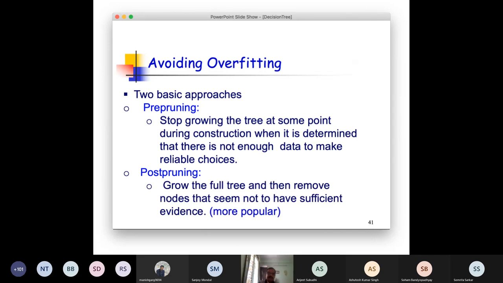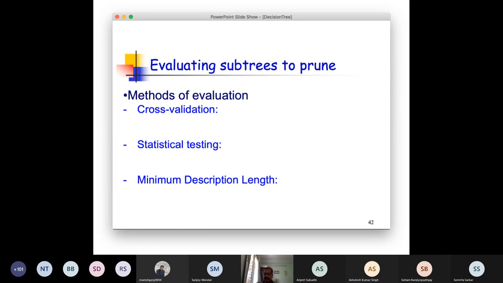We'll have a little more discussion on that. So this is what we do: grow the full tree and then remove nodes that seem not to have sufficient evidence. So what are the evaluations? I just mentioned that with respect to test samples, you can do it. That is called cross validation. Now that is not the only evaluation method. There are two other methods also described here, so briefly, I will just mention them.